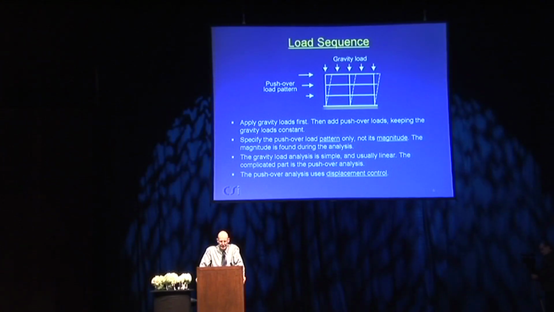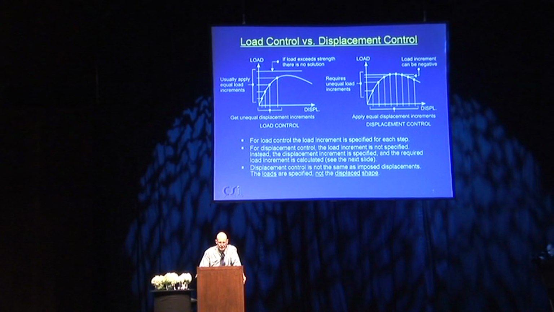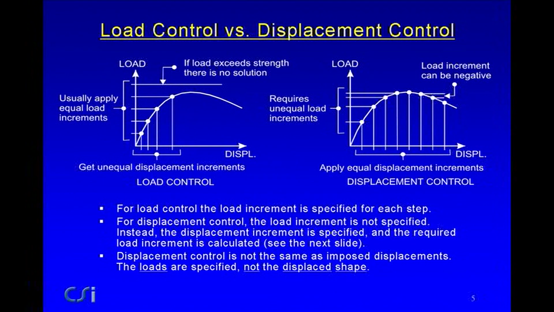The gravity load is simple, usually linear. Sometimes if you use fiber cross-sections, some of them can crack, even under gravity load, just a little bit, in which case you have to do a nonlinear gravity analysis, but it usually doesn't take very much longer than a linear one. The complicated part then is the pushover analysis. And the important thing here is it's done using displacement control, and let me explain what that is if you don't know. This illustrates load control versus displacement control.